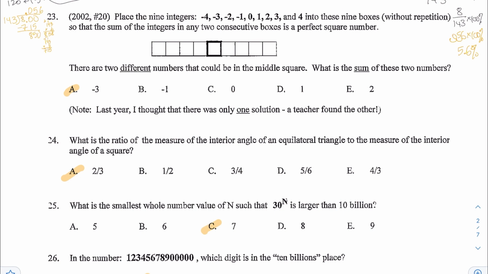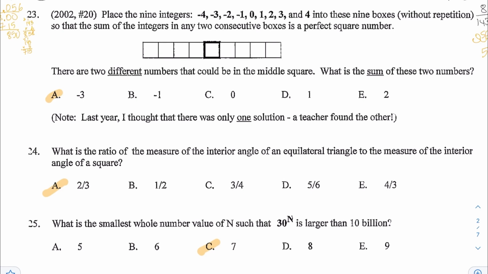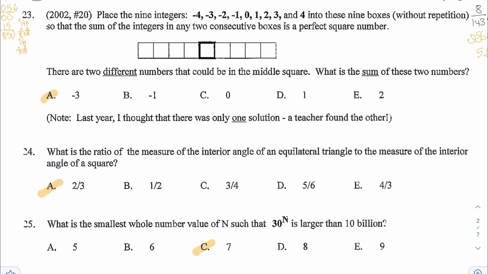All right, next one, number 23, you got to place the 9 integers, -4 to +4, into the 9 boxes, so that the sum of the integers in any 2 consecutive boxes is a perfect square number. There are 2 different numbers that could be in the middle square. What is the sum of these 2 numbers?